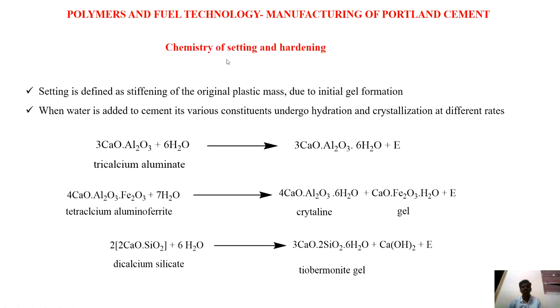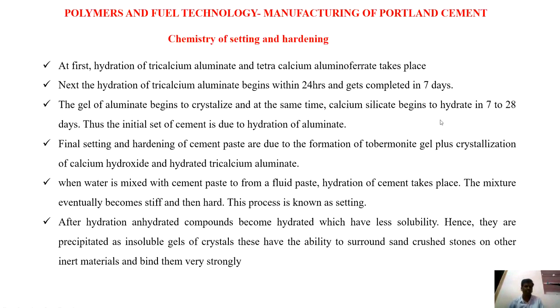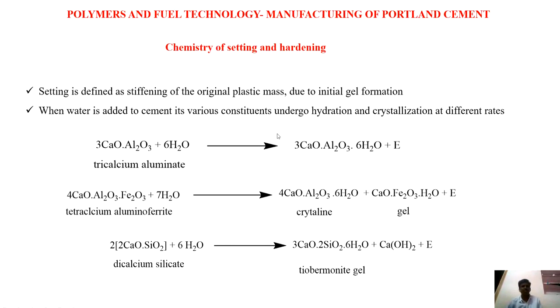So now we have to discuss the setting and hardening of Portland cement. Setting is defined as a stiffening of the original plastic mass due to initial gel formation. That means if we add water, the cement will become a stiff material, and that is called setting. This setting is due to formation of gel. So we have to discuss one by one. When water is added to the cement, some constituents of the cement will crystallize. Some constituents of the cement will undergo hydration.